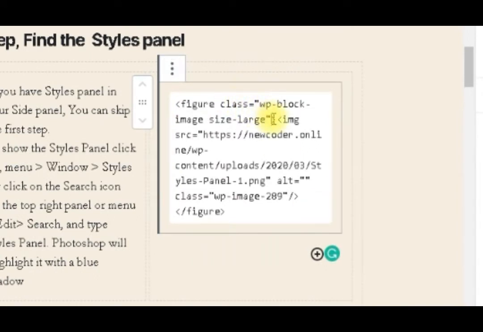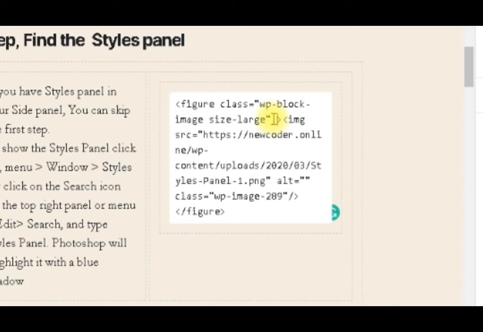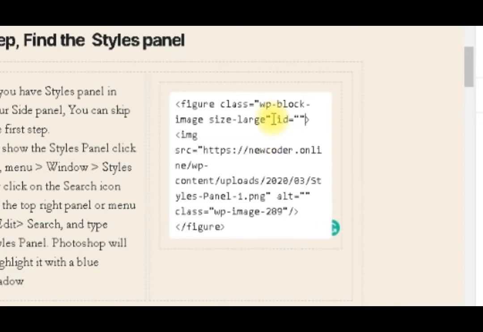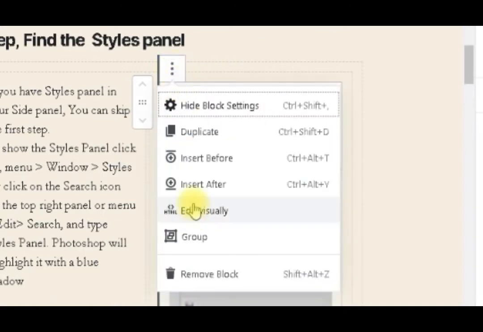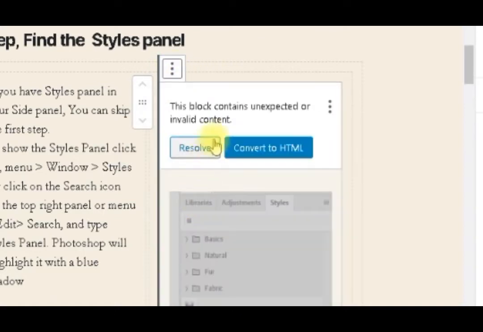the figure is the area where the image is inserted. So I'll put here also again id equal, double quotes, image 1. Okay, and then I need to return here to edit visually. It gives me a remark that it contains unexpected or invalid content. I need to resolve or convert to HTML.